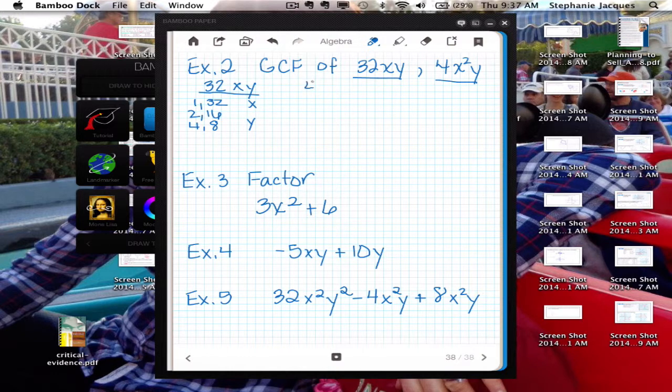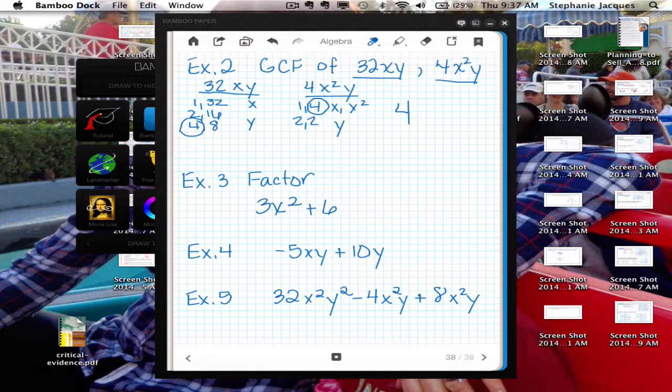Now let's look at 4x squared y. So my factors of 4 are 1 and 4, and then 2 and 2, right? Okay. And then I have an x and also an x squared, and I have a y. Okay, let's look at the greatest common factors that they share in common. So the biggest actual number that they share in common is 4. That's the biggest number that they have the same. So we're going to say 4 is the greatest common factor of the two.